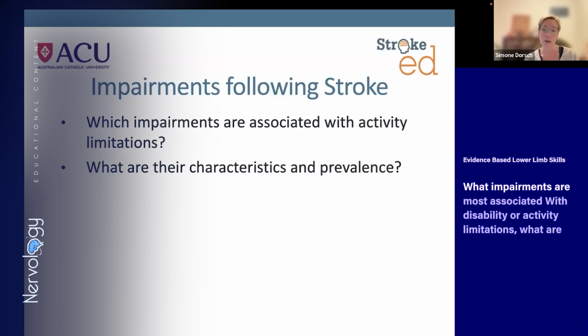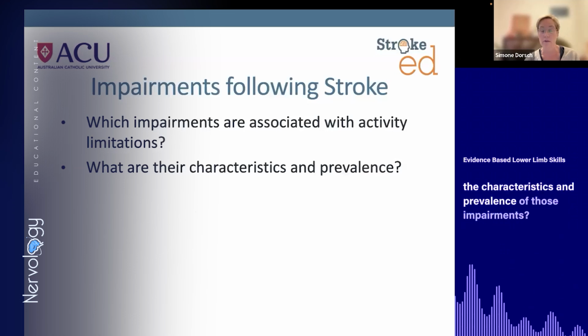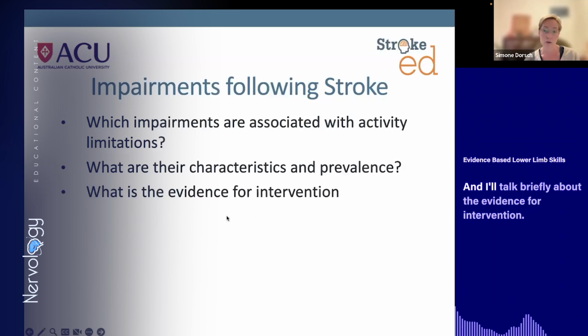What impairments are most associated with disability or activity limitations? What are the characteristics and prevalence of those impairments? And I'll talk briefly about the evidence for intervention.